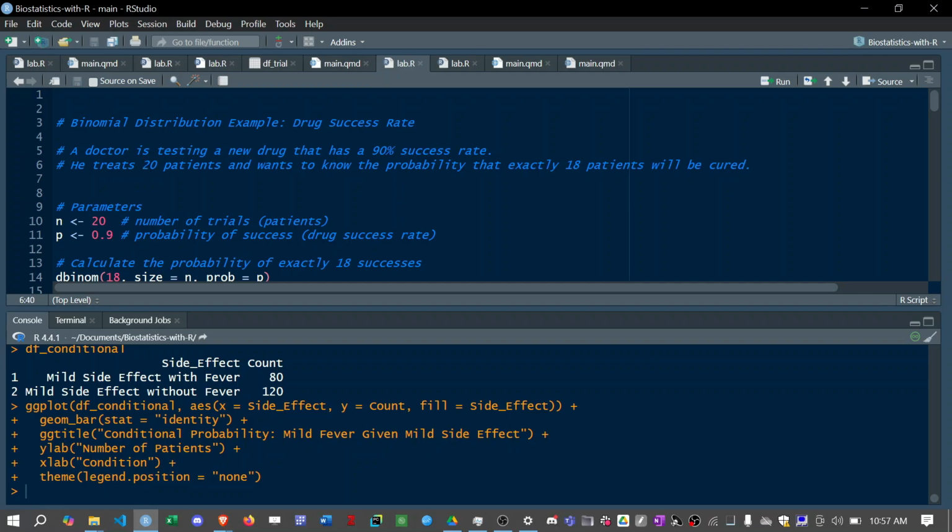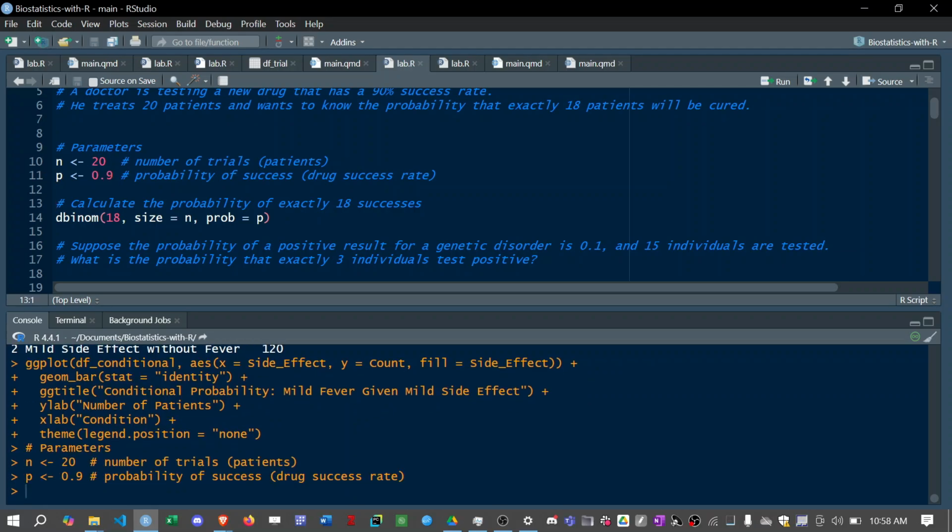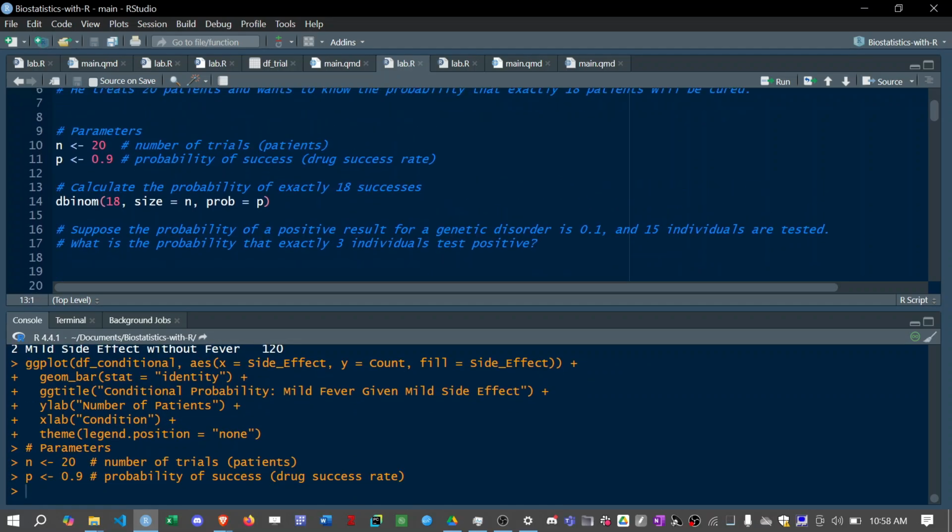So 20 patients is going to be our N, which is the number of trials, and he wants to know the probability that exactly 18 patients will be cured, which is going to be our random variable X. So now we know that our N is 20 and our P is 0.9, which is the probability of success. So run this. We're now going to calculate the probability by using the dbinom function.